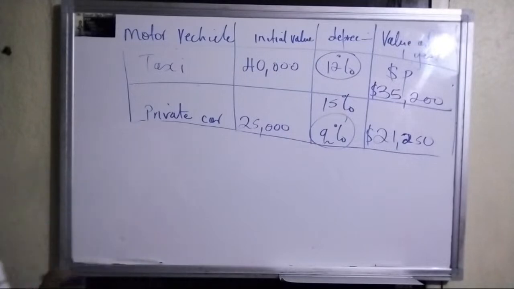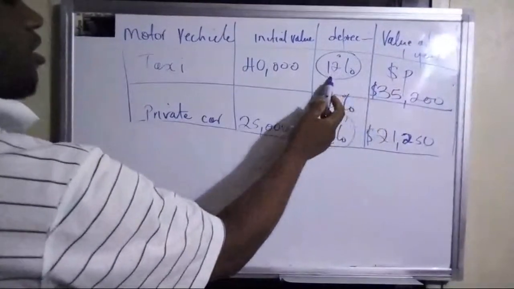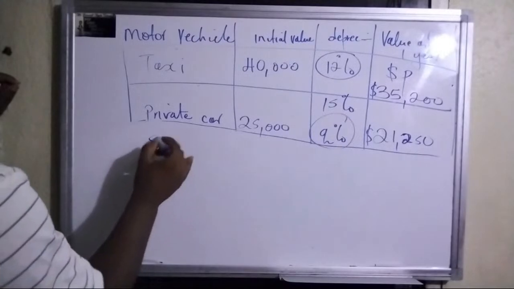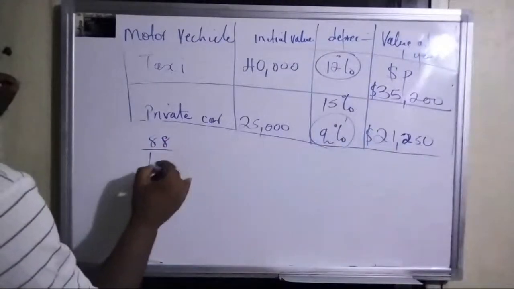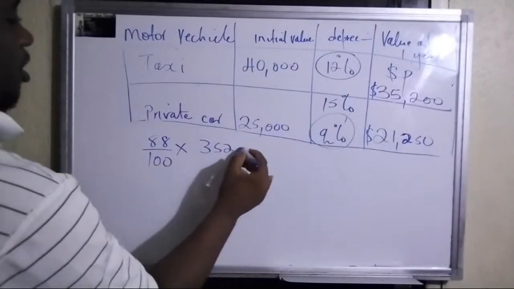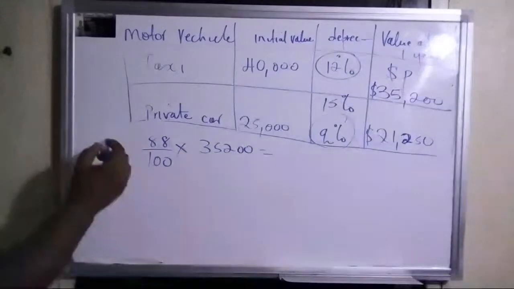So, guys, an easier way, we can just find 88% of this, right? Because if it's going to depreciate by 12%, it means that the new value is actually 88%. So, guys, we just use common sense. It's 88% times 35,200, and it gives us the answer directly. And so this is for the taxi.